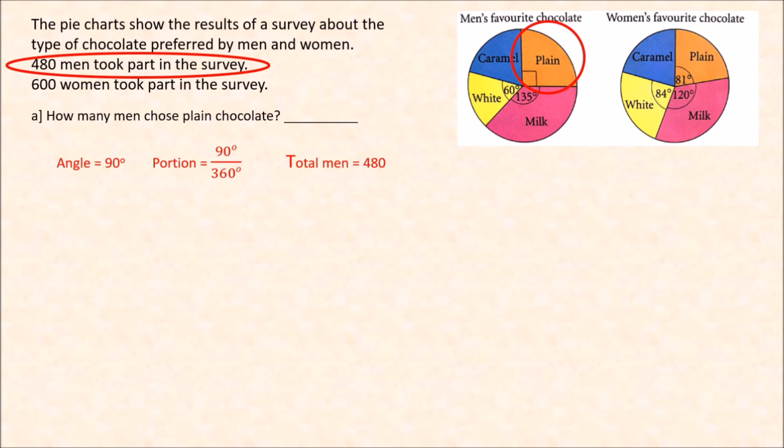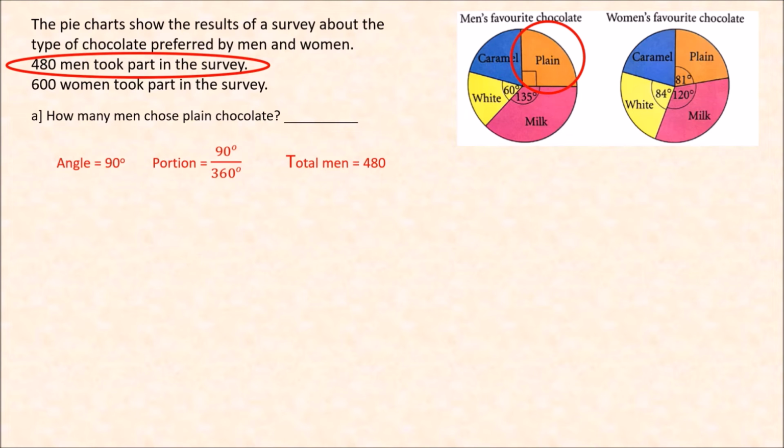So the angle is 90 degrees. The portion of the pie chart will be 90 degrees out of the full 360 degrees. So if you divide it, you will get a decimal which you can turn into a percentage. So 90 over 360 gives us the proportion of men that chose plain.